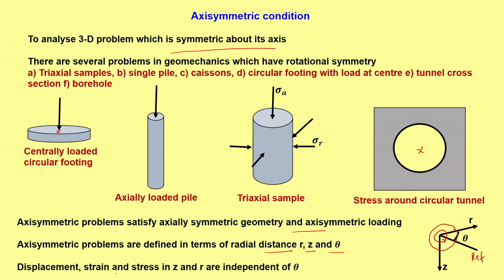So, displacement, strain and stress in Z and R are independent of theta. That is what I just explained. What does it mean? If you consider stress, displacement or strain in the R direction and Z direction, then if you rotate theta, this is not going to change. Whatever is there in the R and Z direction is independent of the value of theta: theta equal to 0, theta equal to 90, things are the same. That is how we say that the axisymmetric condition is met.